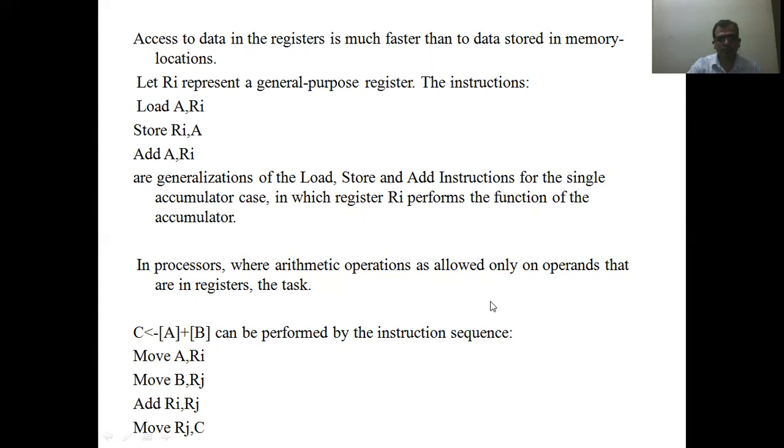Consider a processor where arithmetic operations are allowed only on operands that are in registers. For example, we are going to add two operands A and B. Move the contents of A to Ri, and then move the contents of B to Rj. So Ri contains the data of A and Rj contains the data of B. Add Ri and Rj, and the result will be moved to C. C contains the result of the operands A and B.